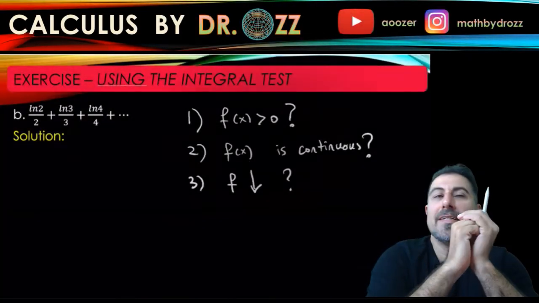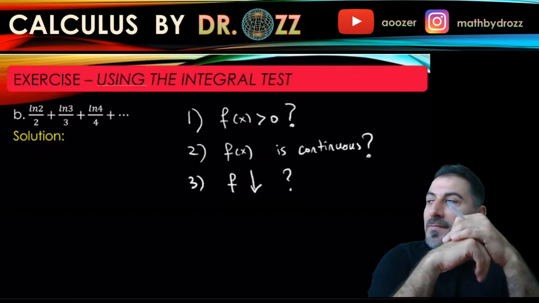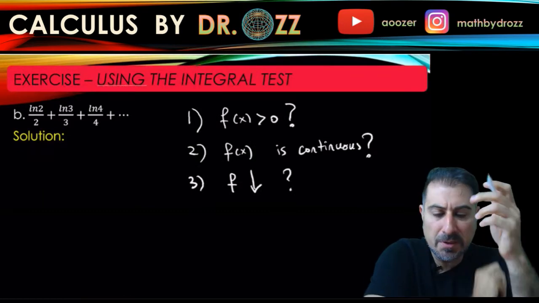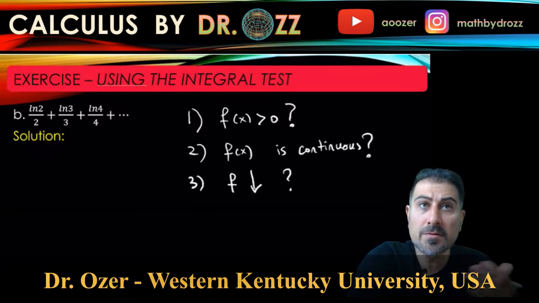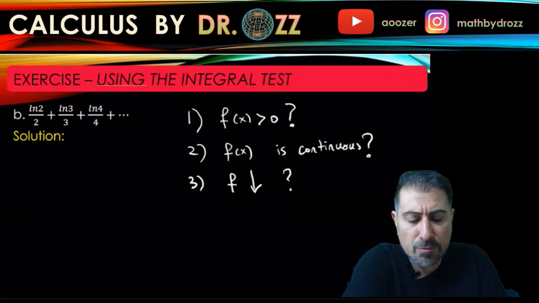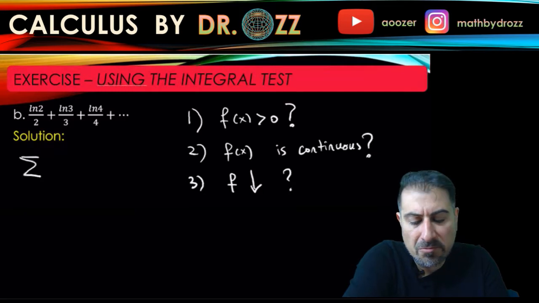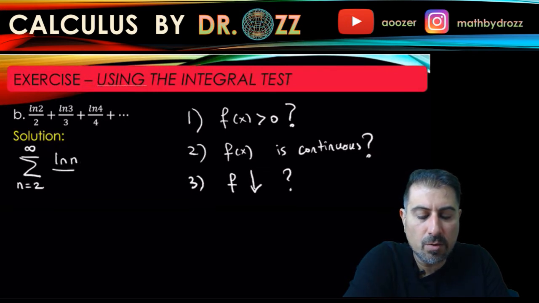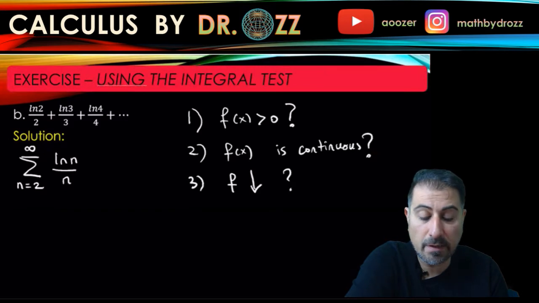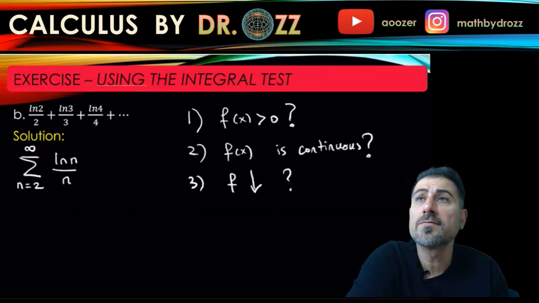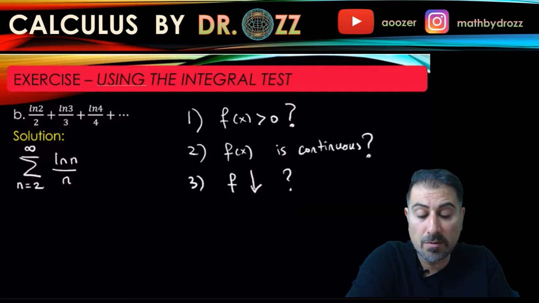All right, so we're going to apply the integral test for the infinite series given in part B, but first we have to write the sum in terms of an infinite series in sum notation. So we can write this as the sum of n starting from 2 all the way to infinity, ln n over n. This ln n over n is the nth term of the infinite series. The sum starts from 2, that's okay.